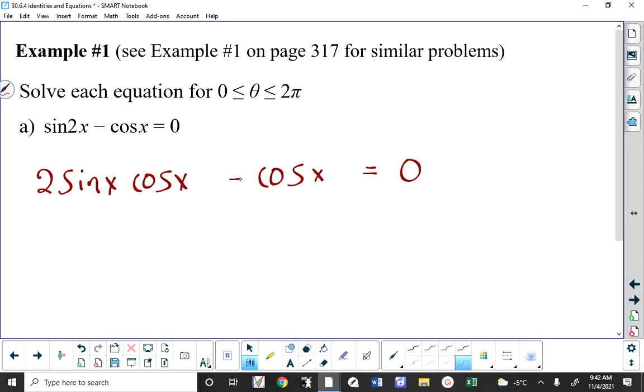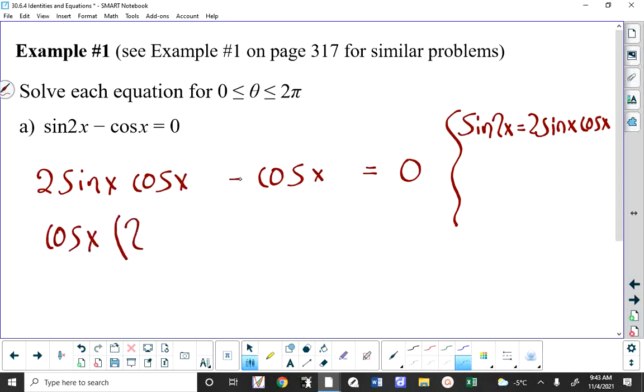So let's be clear here. I went from sine of 2x to 2 sine x cos x because that's an identity. It's the double angle identity for sine, which I think most of you just know now. You go, oh, sine of 2x is that thing. So if I factor out a cosine of x, then we're left with 2 sine of x minus 1. And now we have 2 factors. And that means you can set each factor equal to 0.